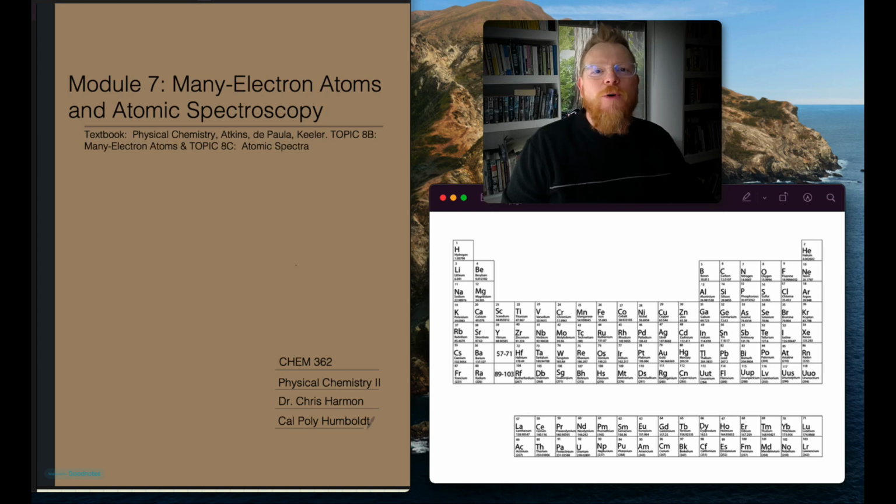Okay, hey folks, we are getting into module 7 on many-electron atoms and atomic spectroscopy. I love this stuff as an instructor of general chemistry. I find it really cool to come back full circle and get into that stuff that we learned in our very first semester of our chemical education. So you can see I've got a periodic table in front of me. We are going to dissect this thing.